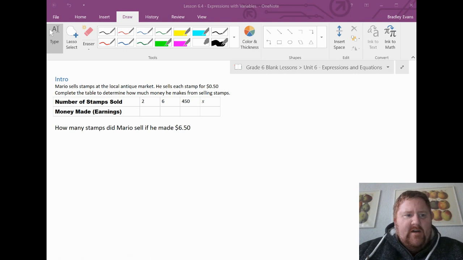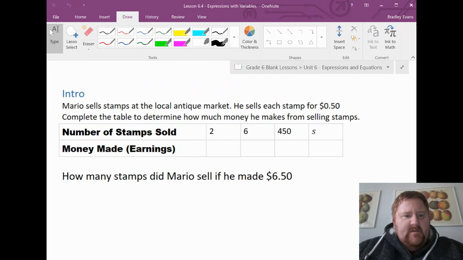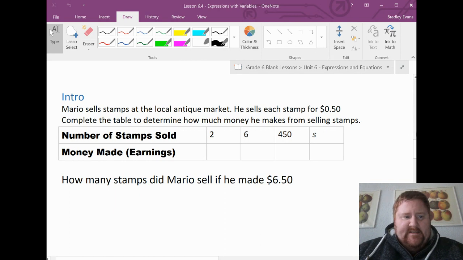All right, so let's take a look at our first question here. Mario sells stamps at the local antique market. He sells each stamp for 50 cents. Complete the table to determine how much money he makes from selling stamps. Okay, so on my table, I notice there are 2 rows, the number of stamps sold and the money made.